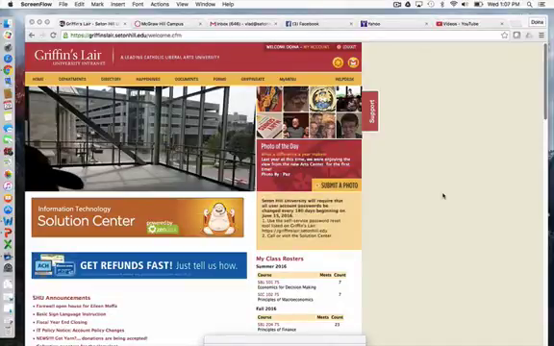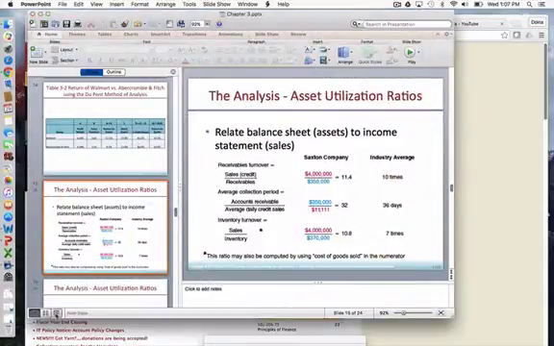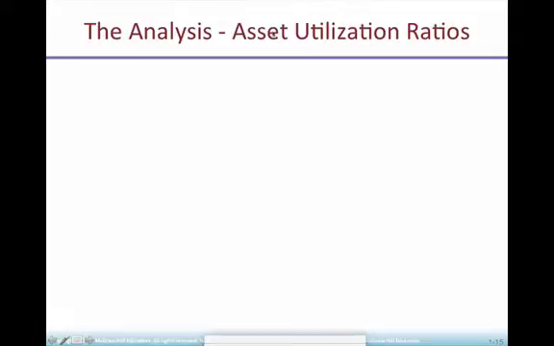Hi, let's discuss the second group of ratios, the asset utilization ratios. As a group, the asset utilization ratios show the efficiency of the business in utilizing their assets. So for example here, we are going to calculate total receivable turnover and we want a bigger number, how fast the business is able to turn over its receivable or collect its receivable. We want that to happen faster.